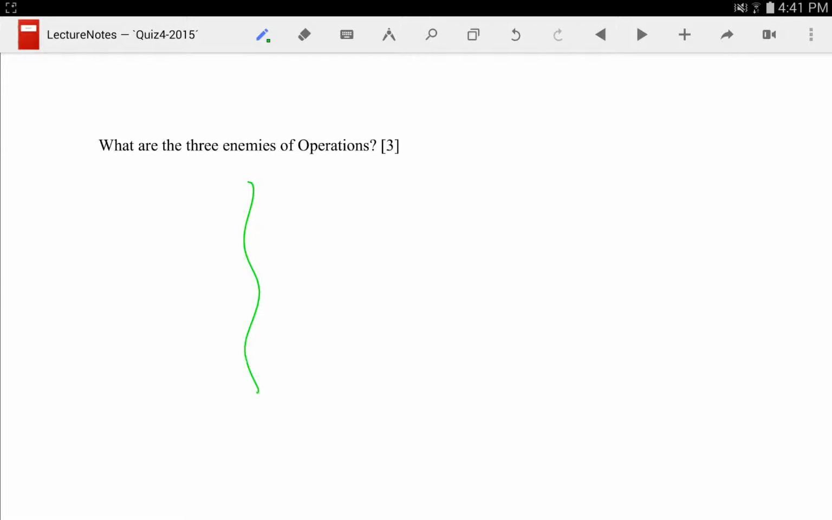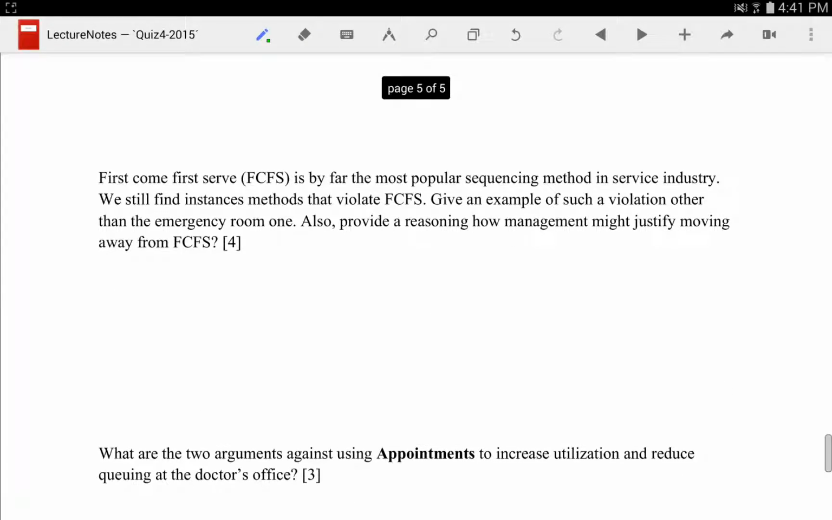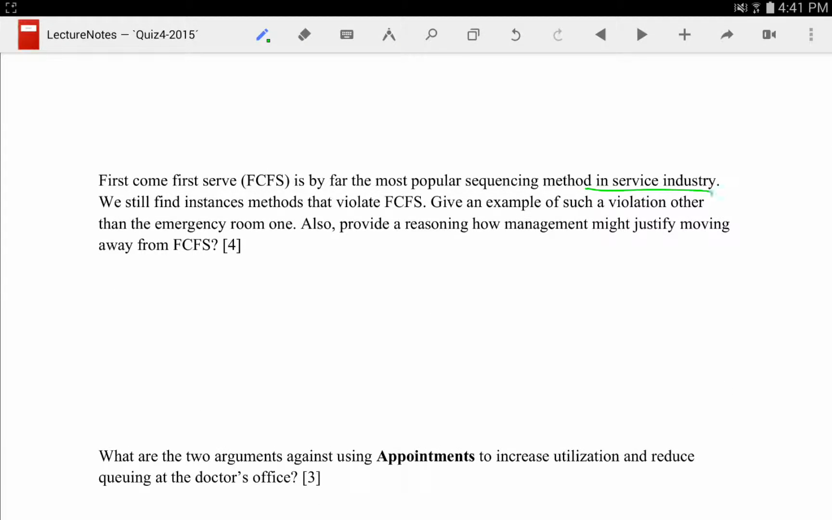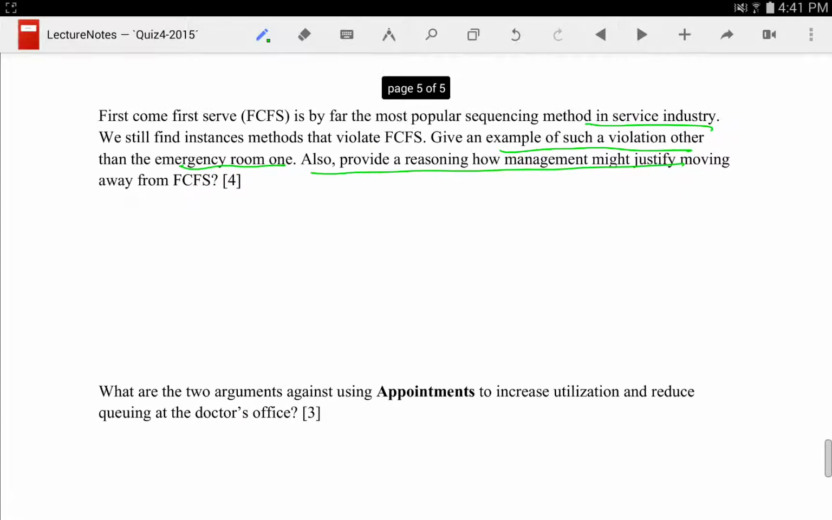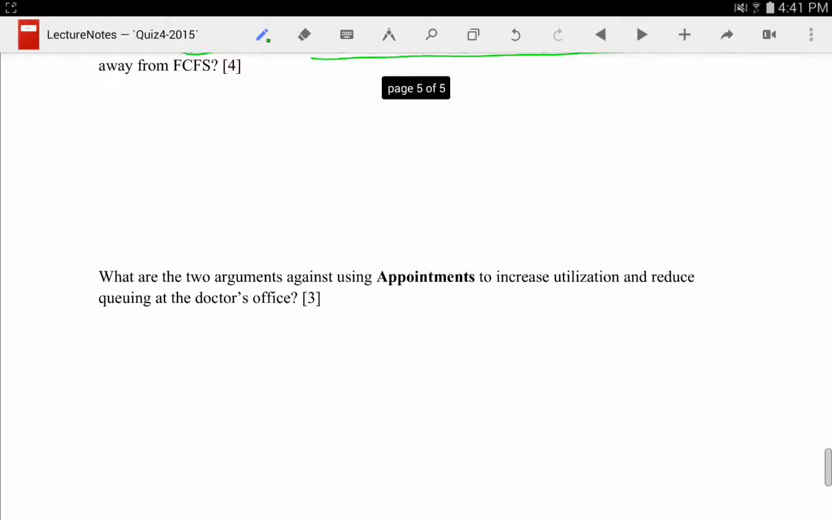I will allow you to spend time to find this in the slides. First come first serve is by far the most popular sequencing method in the service industry. Give me an example of its violation. There are a lot of examples, including the express checkout at Walmart and things like that. Whatever the logic could be, there are people who are only buying 2 things who are not in the regular lines.